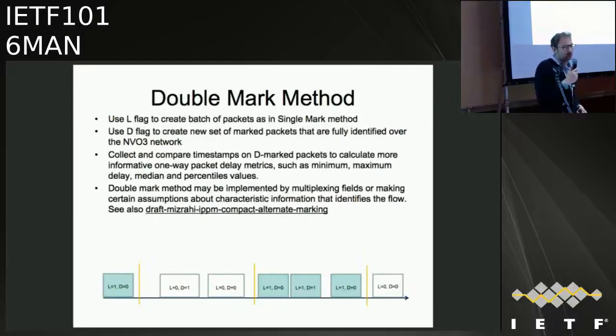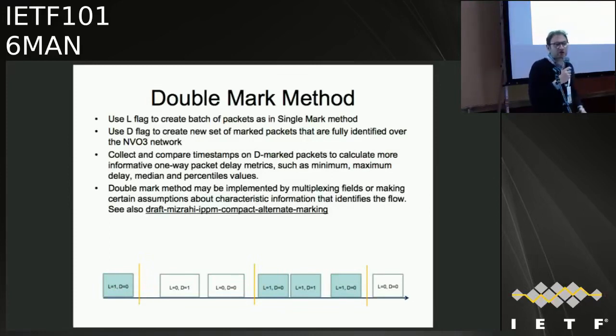Double mark is more flexible because you can use one flag for packet loss, and the other flag, the D flag, allows you to select some special packets, a set of marked packets that are fully identified over the network. By comparing the timestamps of these packets along your network, you can calculate the delay. So if you have 2 bits, it's better. You can make the best measure, also because with the double mark, you can calculate maximum, minimum, percentile values, and so on.